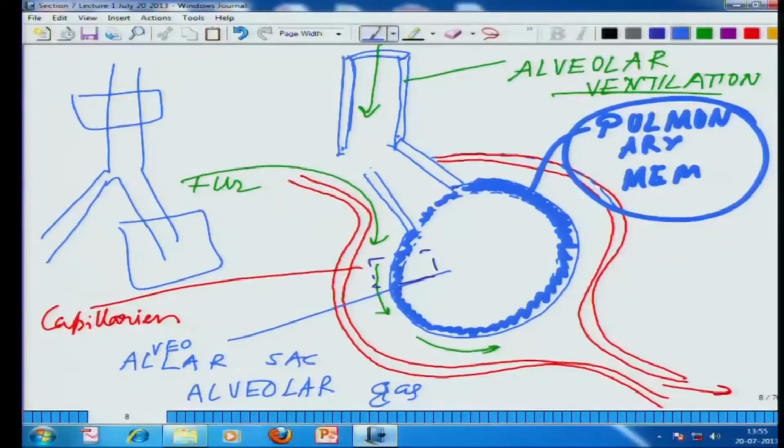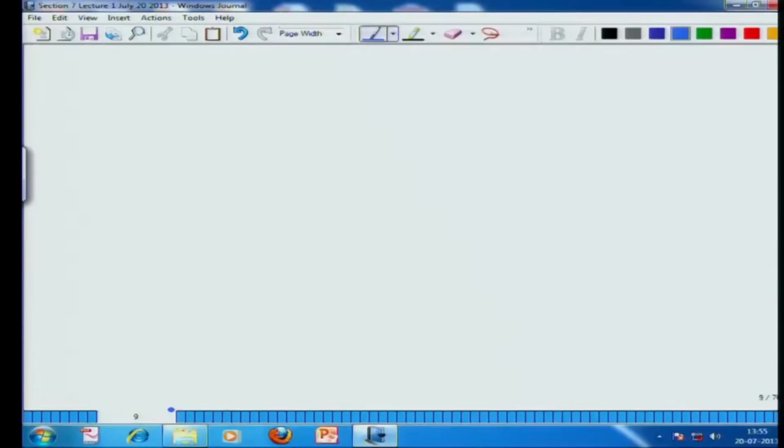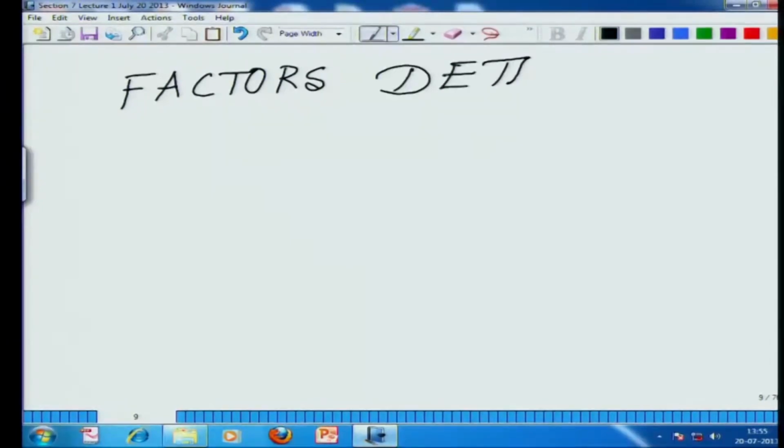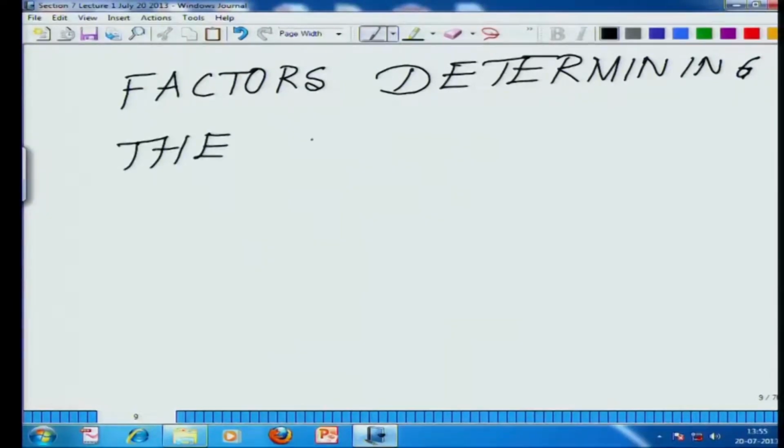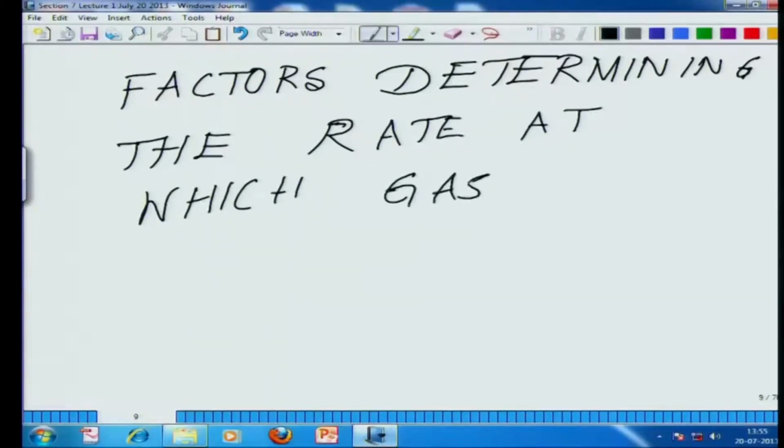Okay. Now, let us get back to some of those technical details we need to know with this basic understanding. Okay, let us move on to a new slide and talk about the factors determining the rate of gas exchange. So, what we are going to discuss now, I have partially discussed, but now I am just going to formalize the whole thing: factors determining the rate at which gas diffuses across the pulmonary membrane.